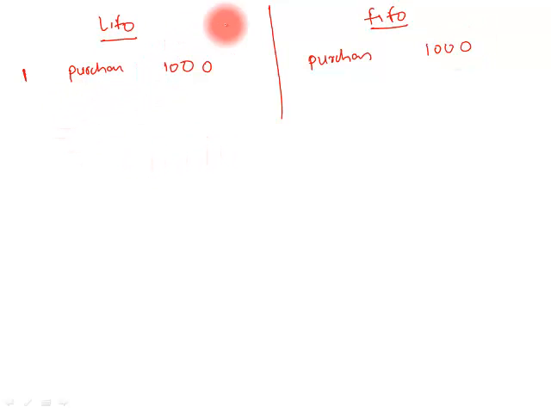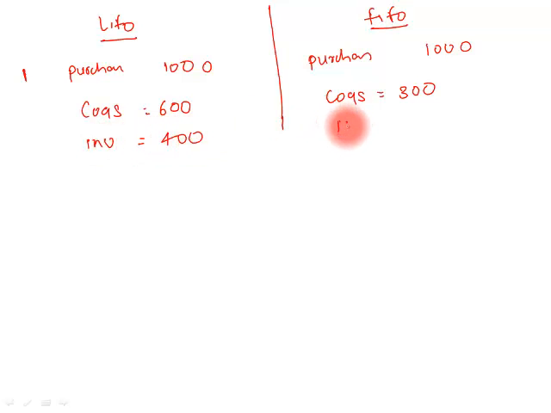Because it was an inflationary scenario, my COGS was higher. So my COGS here was 600, whereas my COGS here was only 300. Because of that, I have an amount of inventory which is 400, and here I have inventory which is 700. Since I'm using LIFO and I'm operating in a US GAAP environment, as per the accounting standards, I would be required to calculate LIFO reserve. So how do I calculate LIFO reserve?